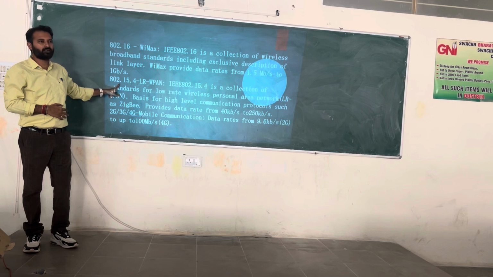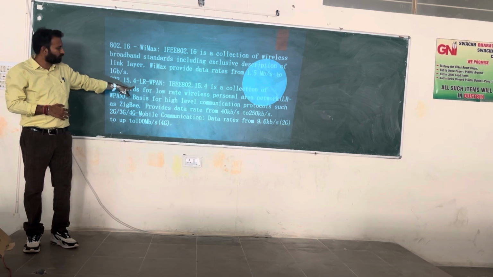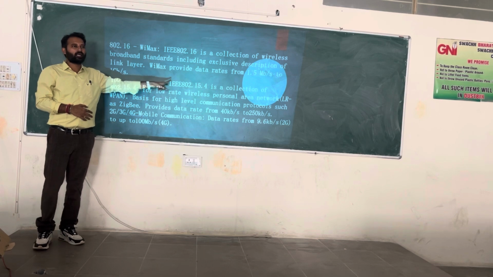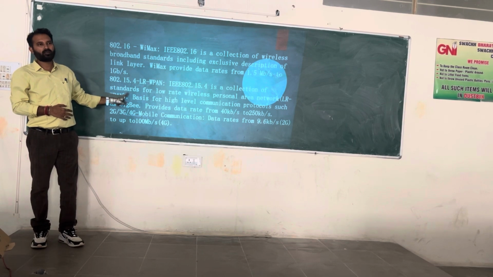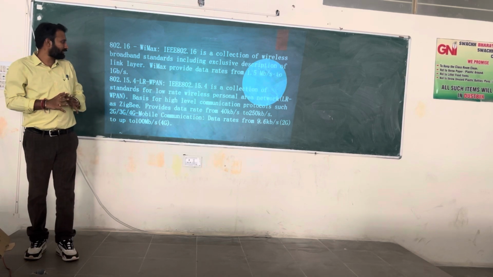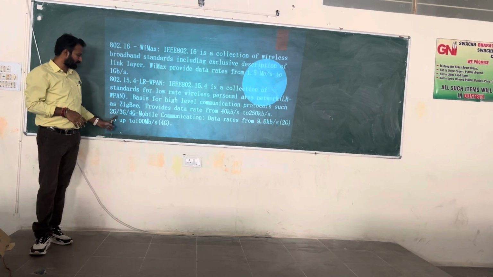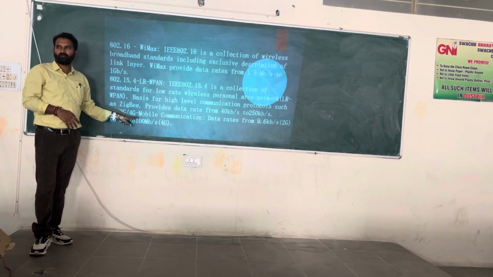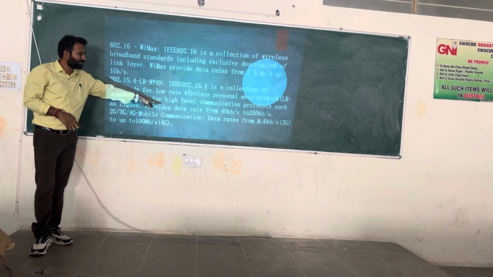And next we have 802.15.4, which is also an IEEE standard, a collection of standards for low-rate personal area networks. And at last, what we have? A good example is Zigbee.